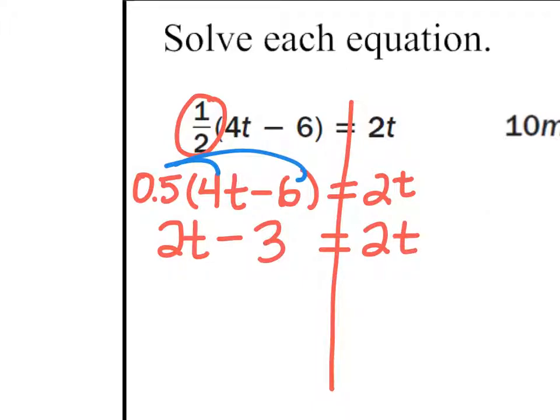Now I look at my equation, it's as simple as it gets. I need to isolate and get my variables on the same side. I'm going to take away from the left-hand side, because if I take away from the right, I would have nothing left. So I'm going to subtract 2t because it's positive, and I have to do the opposite when I'm solving equations.